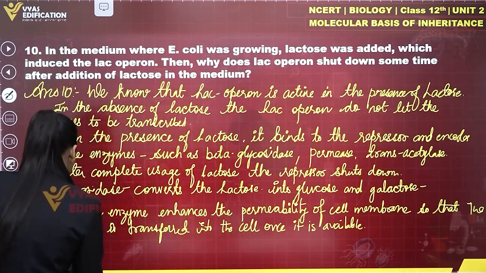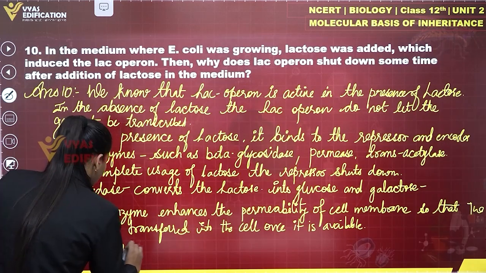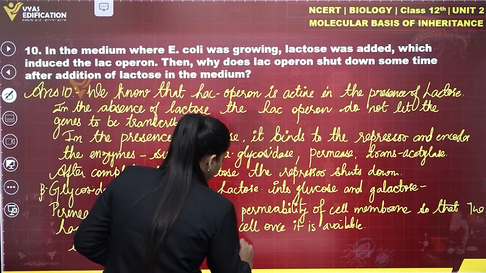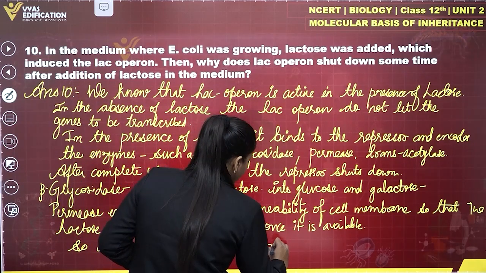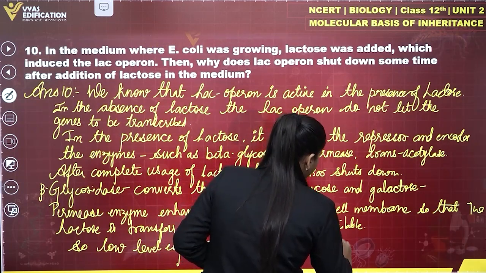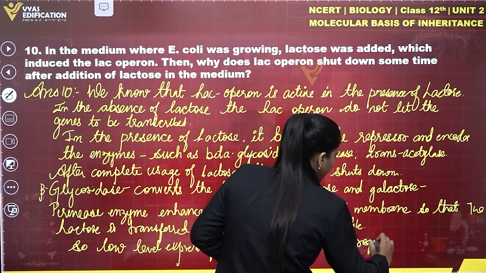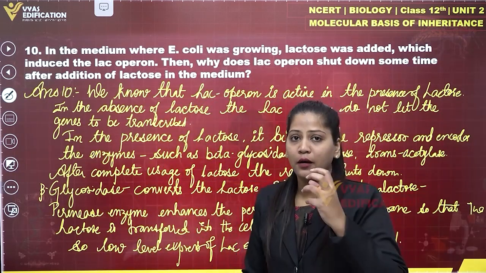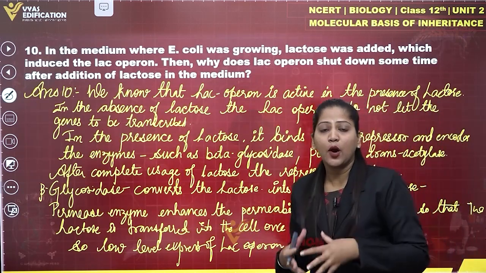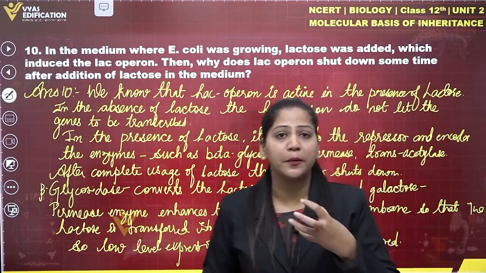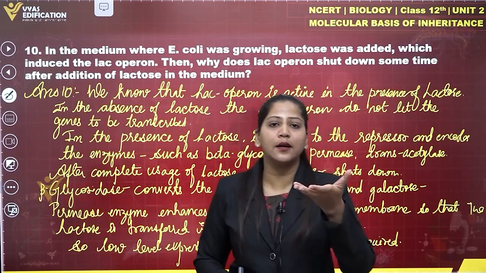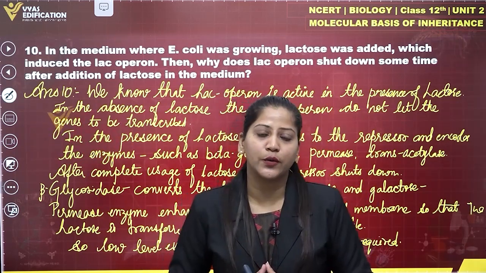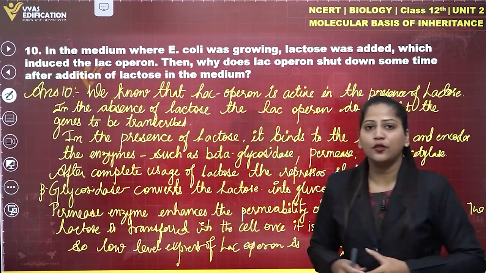So always low-level expression of lac operon is required. Why is it always required that lac operon expresses and forms these enzymes? Because after formation of these enzymes, permease enzyme will enhance the permeability of the cell membrane so that once the lactose is available, it can easily transfer into the cell. So this is the complete solution of question number 10.